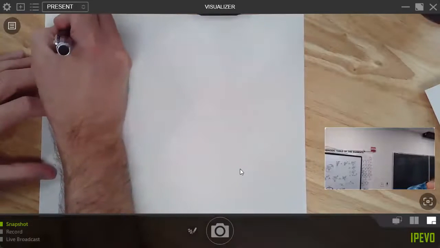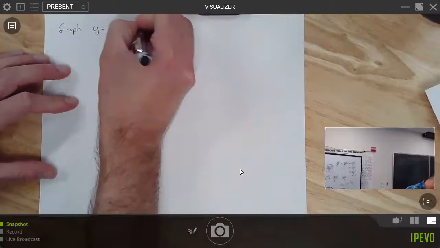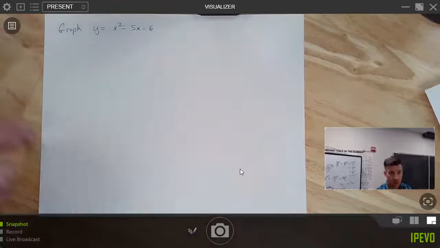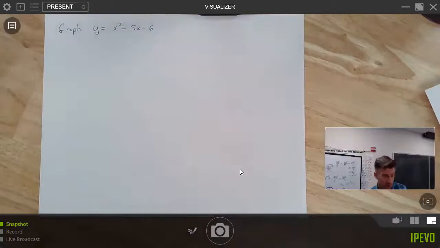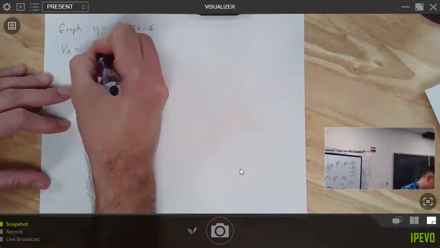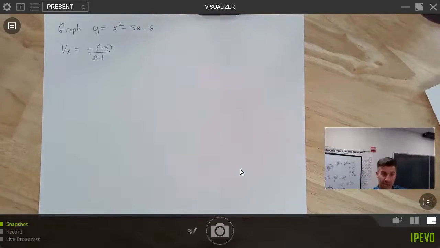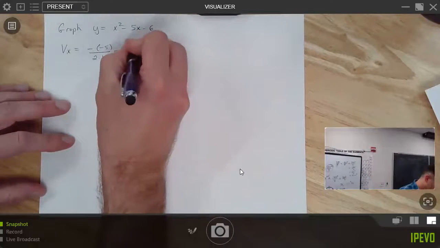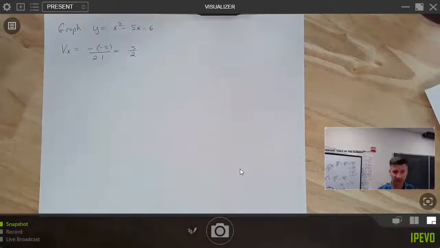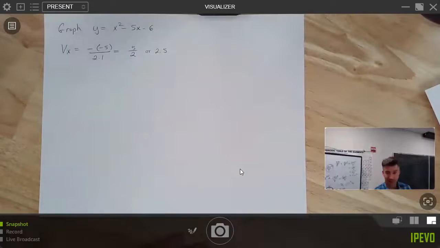Okay, so let's try graphing this one: y equal to x squared minus 5x minus 6. Same deal, we're going to find all the things. We know it opens upwards. Let's find the vertex. The x coordinate is going to be negative 5 over 2 times 1. This is going to be a little less nice because our vertex is not a whole number. It's going to be 5 halves. You could use decimals if you want, but I prefer fractions.